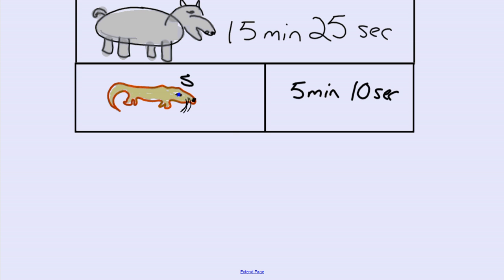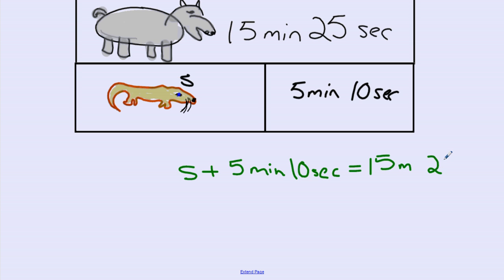First off, you should have come up with the fact that we have S plus 5 minutes and 10 seconds, okay? And that is equal to the value of the hippopotamus. I better write seconds here, okay? That's equal to the hippopotamus value, which is 15 minutes and 25 seconds. I'm just going to put M, and I'm going to put 25S for seconds, okay? Don't confuse that for meters. It's minutes.